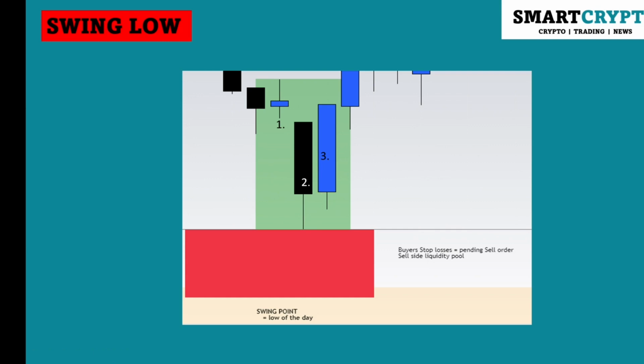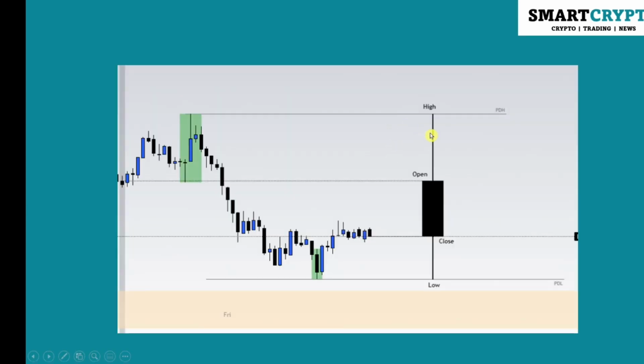Especially, but not necessarily, if the third candle is engulfing, buyers and sellers will enter the market believing that a short-term high or low has been formed and will put their protective stop losses just below or above the swing point. See the red boxes.